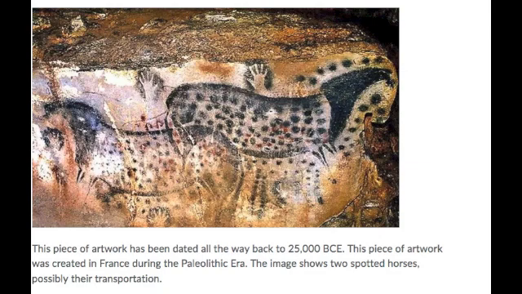Here's one that's pretty good. We see the image, it says this piece of artwork has been dated all the way back to 25,000 BCE, which is before 10,000 BCE. This piece of artwork was created in France during the Paleolithic era. The image shows two spotted horses, possibly their transportation. That's not bad, that's pretty good. Maybe the horses were their transportation. Hey, it could be.